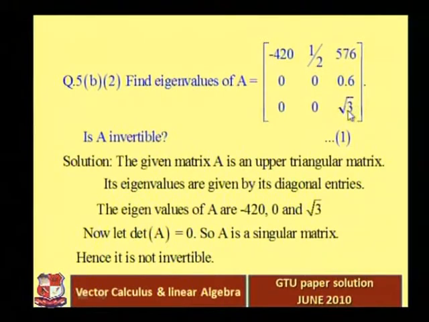And we have another theorem that if one of the eigenvalues is 0, then the determinant of the matrix is also 0. The same situation happens here. Among these eigenvalues, one is 0. So the eigenvalues of A are minus 4, 2, 0, 0 and root 3, and the determinant of A is equal to 0. So A is a singular matrix and hence it is not invertible. So here is the complete solution of this question paper. Thank you.